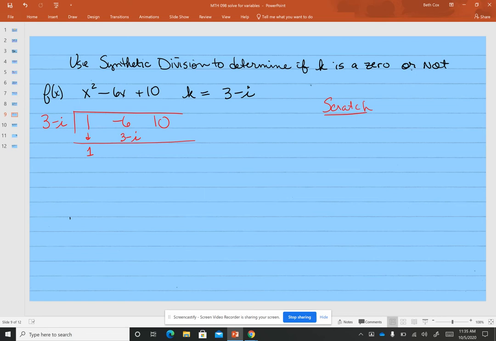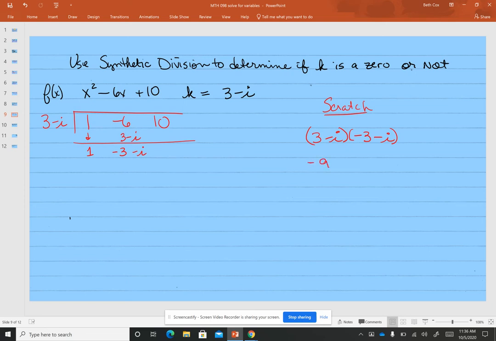And we combine these. Well, the minus i doesn't have a like term, because remember, there's no i in negative 6. But the negative 6 plus 3 is negative 3. Okay, and so then I'm going to do 3 minus i times negative 3 minus i. And let's see what we get.